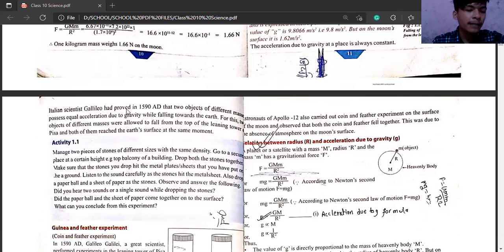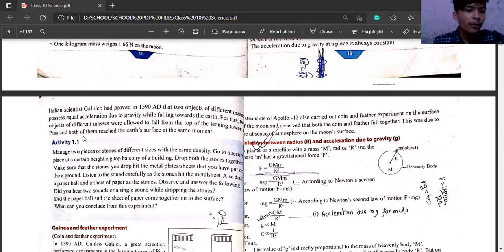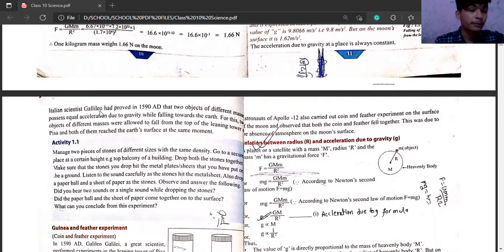The Italian scientist Galileo had proved in 1590 that two objects of different mass possess equal acceleration due to gravity while falling towards the earth, right? He proved this thing: whatever the mass be, the bodies will fall at the same time.